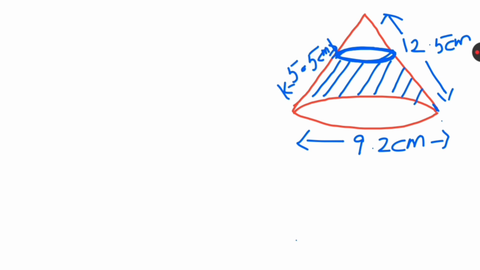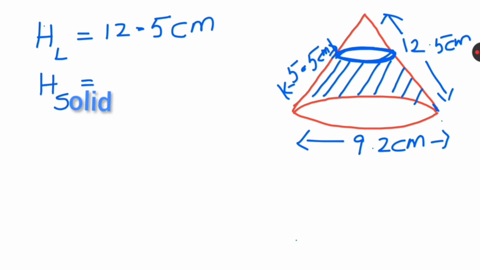So what are they given? The height of the larger cone is 12.5 centimeters. The height of the solid is 5.5 centimeters. And they are given the diameter of the base of this larger cone, that is 9.2 centimeters. So this is the given information. We need to work out the volume of the solid.